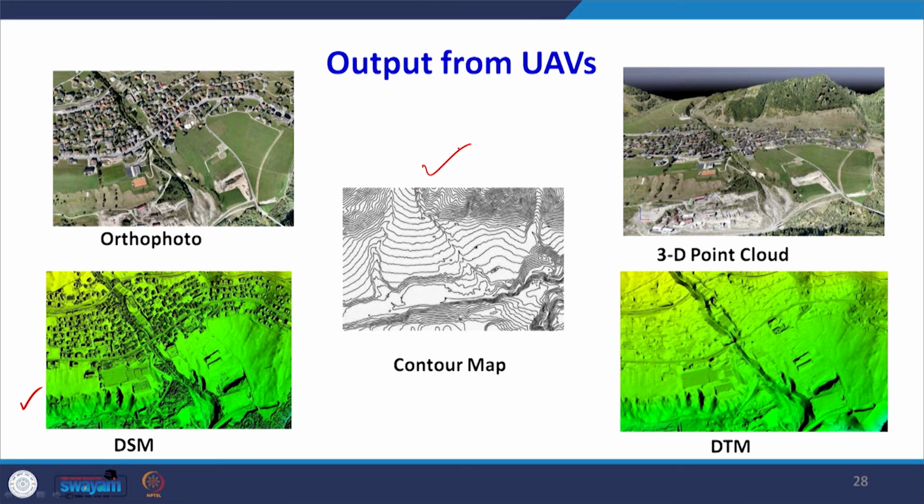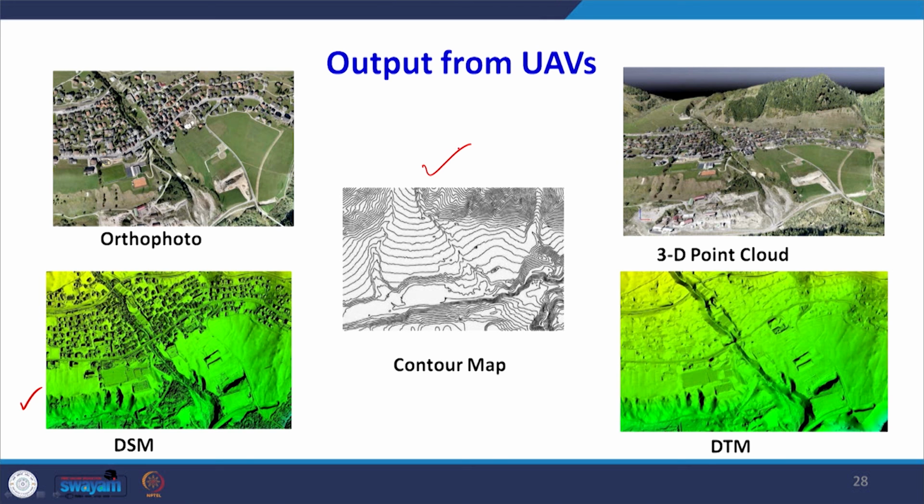If you are, suppose, planning the suitable site for the airport, then a high rise building should not be there within a certain region. So, there should not be any obstruction. There should be a clear visibility kind of a thing. So, all this you can derive from the digital surface model, which is important.